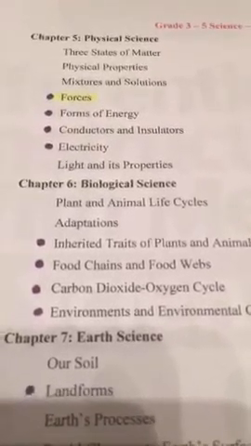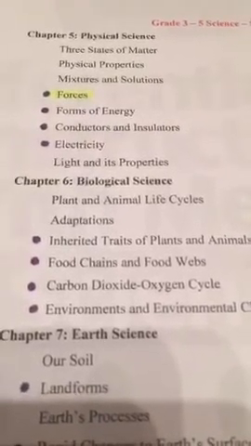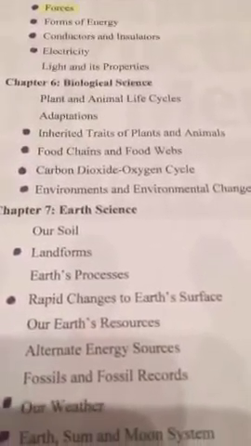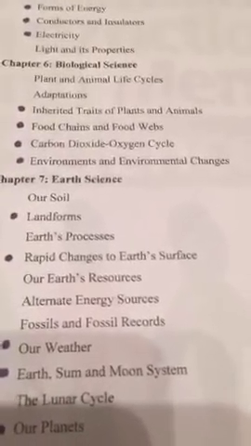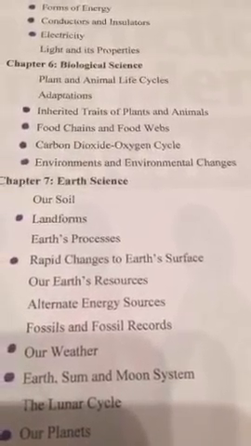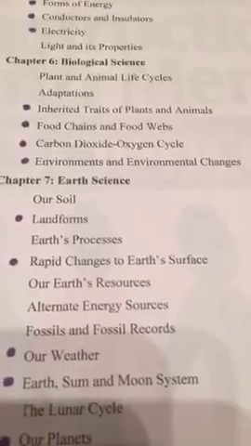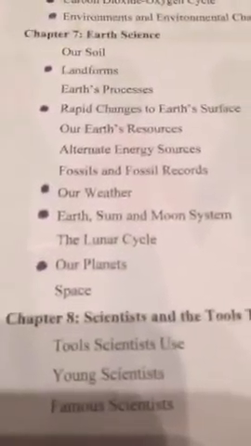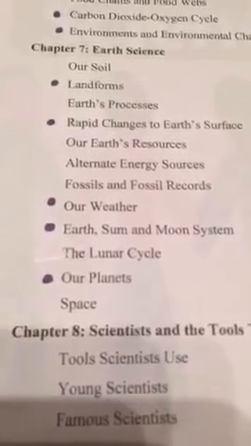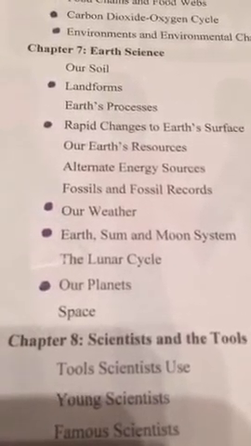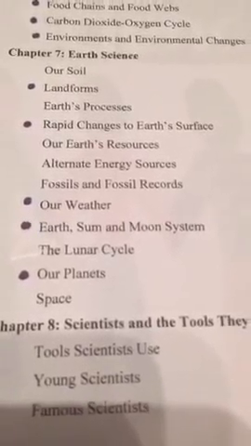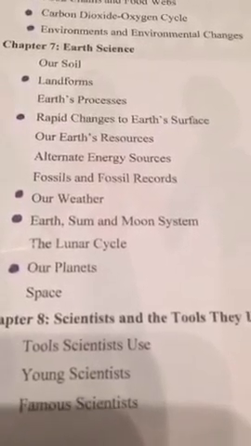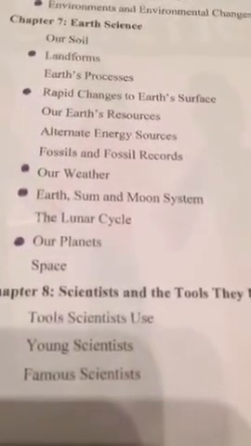So new for this book: forces, forms of energy, conductors and insulators, electricity. We have inherited traits of plants and animals, food chains, food web, carbon dioxide, oxygen. That one specifically has changed because it used to have that nitrogen cycle in there, and we've changed that a little bit. Environments, environmental changes. We have rapid changes to Earth's surface. That one's the fun one with volcanoes and earthquakes and such. Landforms. Our weather, the Earth, oh my goodness, that should say sun. Holy cow. Okay, anyway, Earth, sun, and moon system. I promise it's right in the book. It's just the way that I type these out real quick.